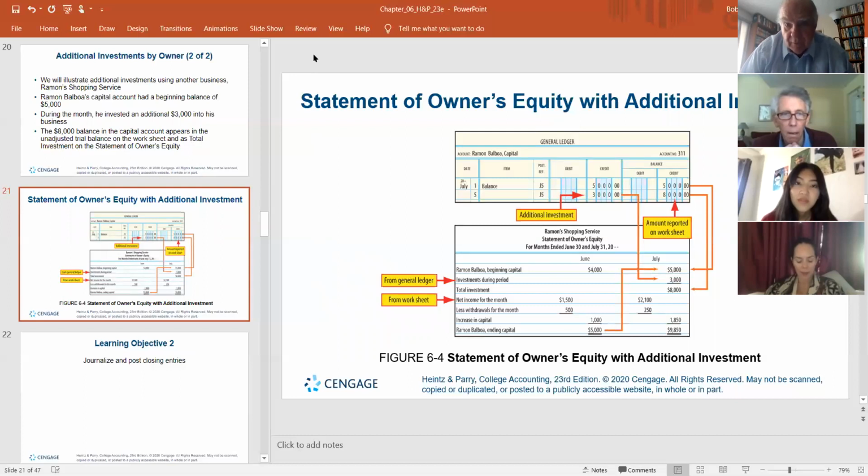Okay. What they're showing you here is the equity statement. We've been over this a bunch of times. On the exam, you might get a problem where they say the ending equity was this number, and the withdrawals was this, and the income was this. What is the beginning number? You've got to work your way back.